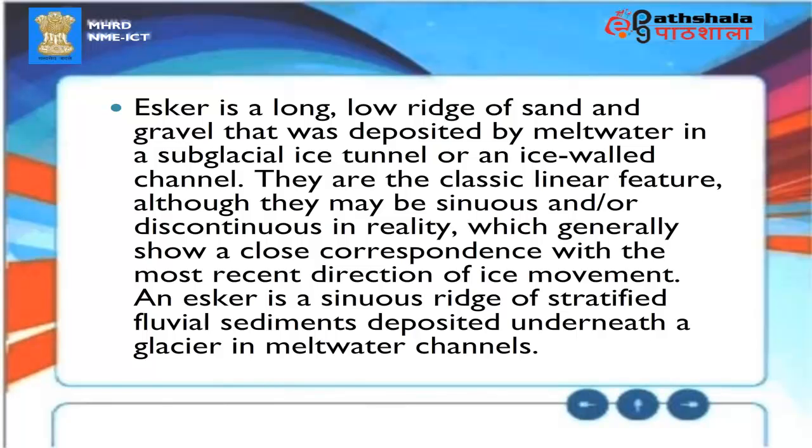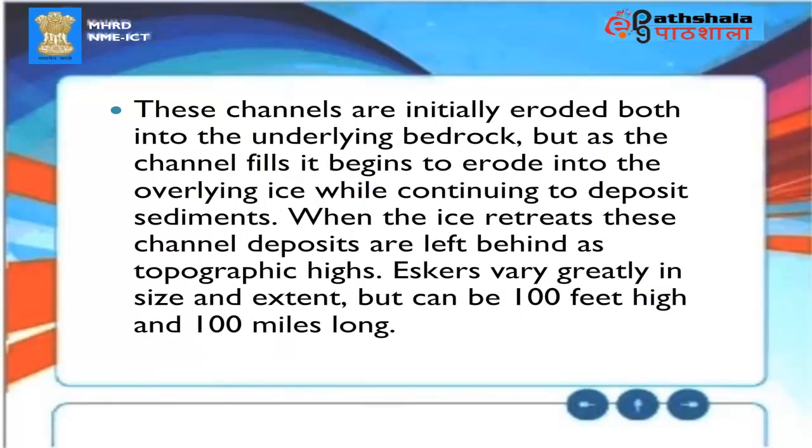An esker is a sinuous ridge of stratified fluvial sediments deposited underneath a glacier in meltwater channels. These channels are initially eroded into the underlying bedrock, but as the channel fills, it begins to erode into the overlying ice while continuing to deposit sediments. When the ice retreats, these channel deposits are left behind as topographic ridges. Eskers vary greatly in size and extent but can be 100 feet high and 100 miles long.